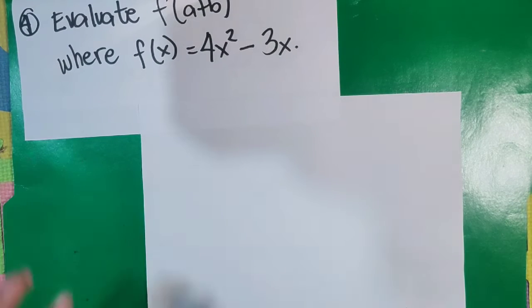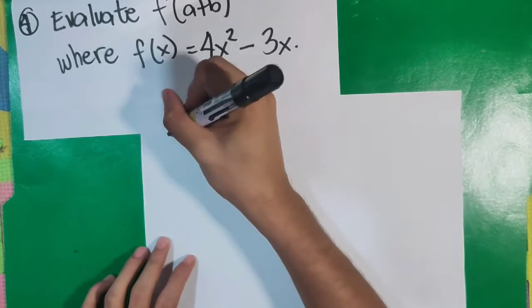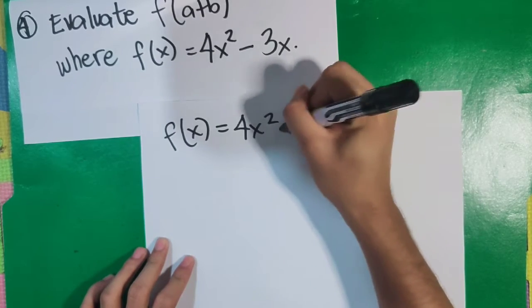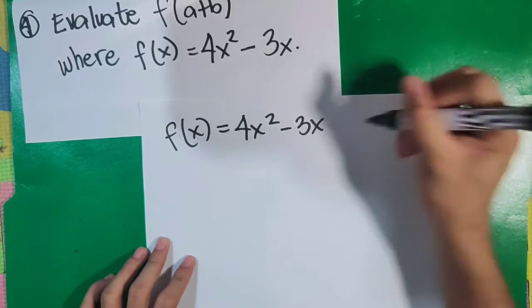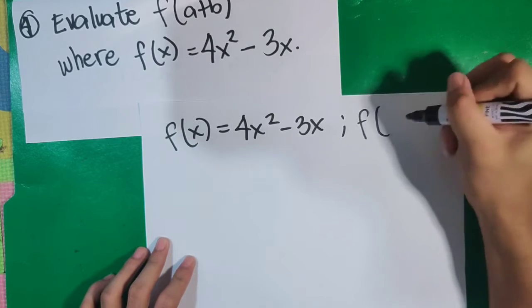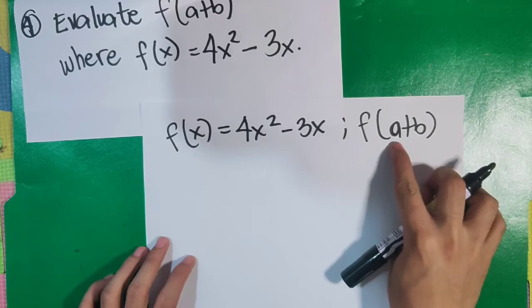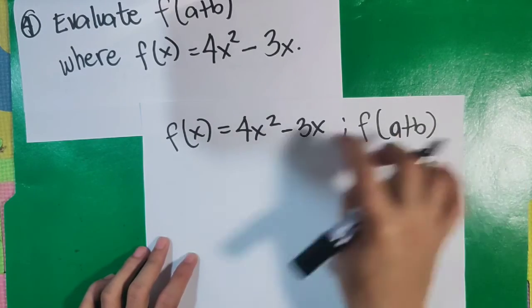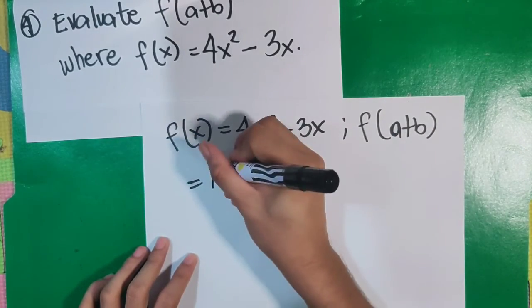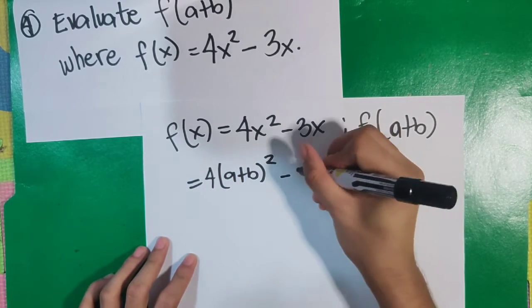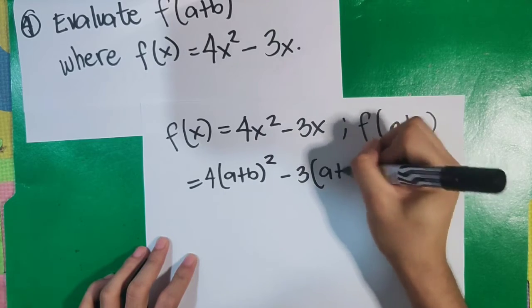Let's do the next example. Evaluate f of a plus b, where f of x is equal to 4x squared minus 3x. Again, we need to copy the given function. Then the given situation. We need to substitute this value for x. So 4 times a plus b squared minus 3 times a plus b.